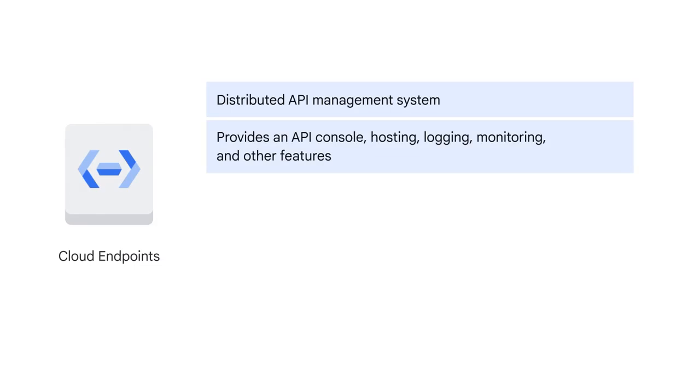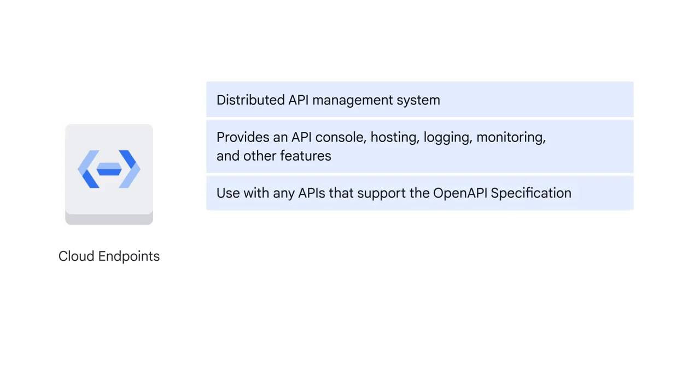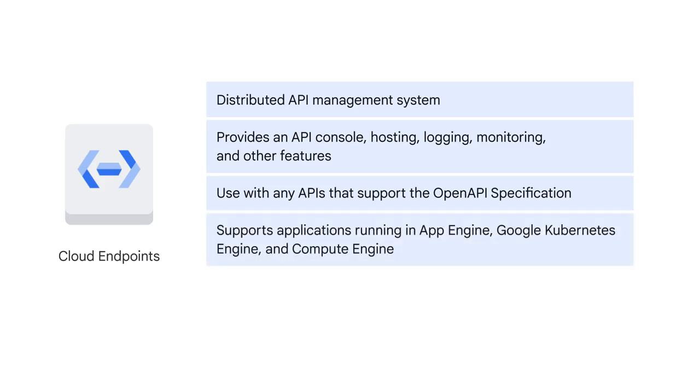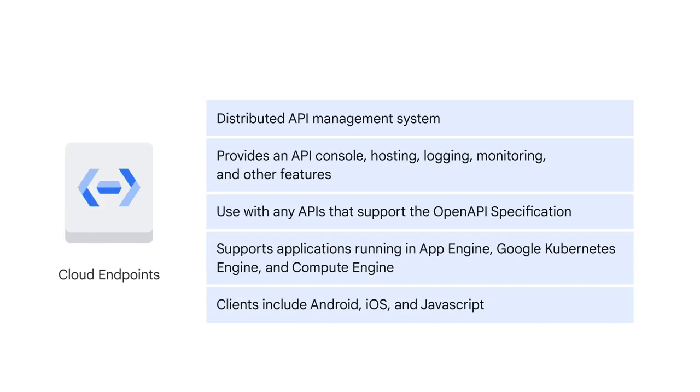Cloud Endpoints provides an API console, hosting, logging, monitoring, and other features to help you create, share, maintain, and secure your APIs. You can use Cloud Endpoints with any APIs that support the OpenAPI Specification. Cloud Endpoints supports applications running in App Engine, Google Kubernetes Engine, and Compute Engine. Clients include Android, iOS, and JavaScript.